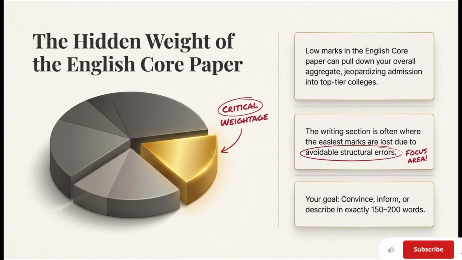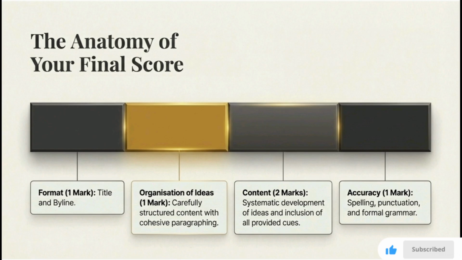Remember, an article is usually written in 150 to 200 words, and its purpose is to inform, convince, or describe a topic clearly. Your article is evaluated on 4 important criteria. First is format, which carries 1 mark and includes the title and byline. Second is organization, where your ideas must be arranged logically. Third is content, which carries 2 marks and requires clear development of ideas based on the given cues. And finally, accuracy, which includes correct grammar, spelling, and punctuation.